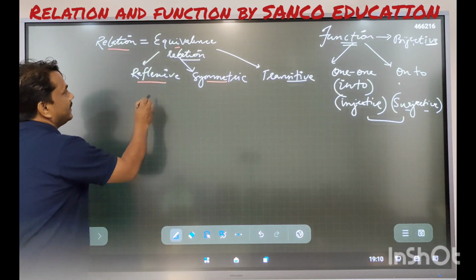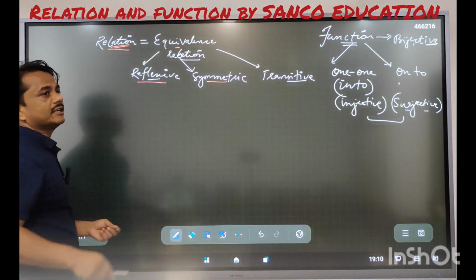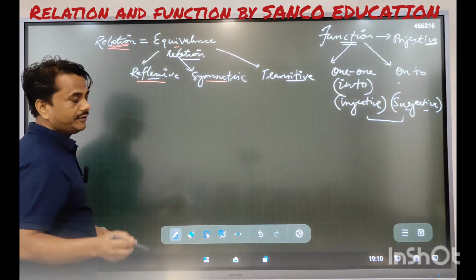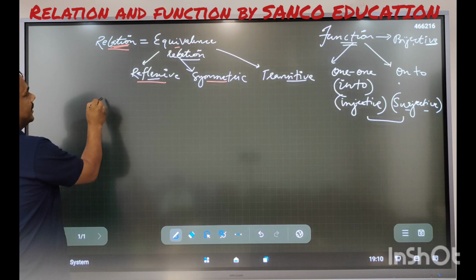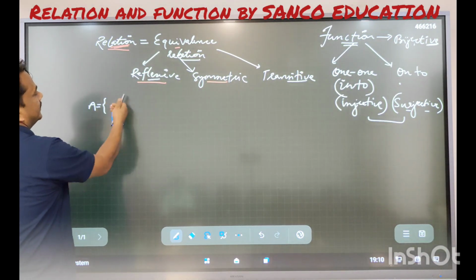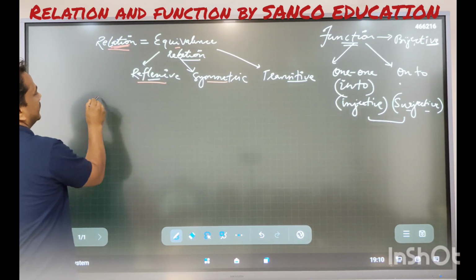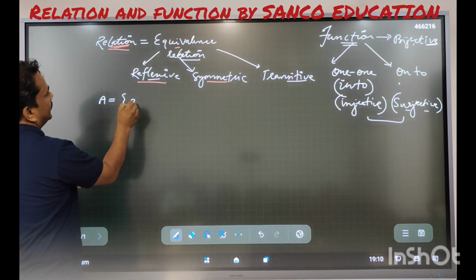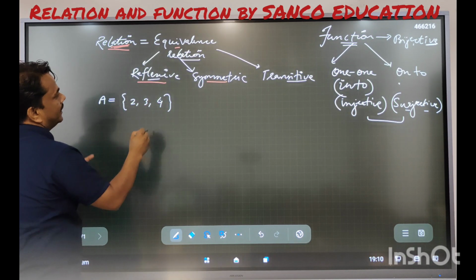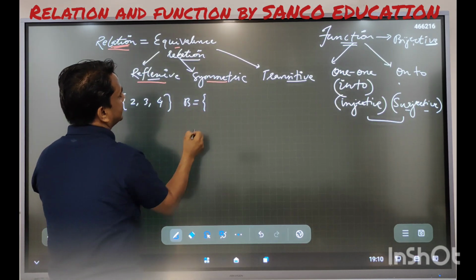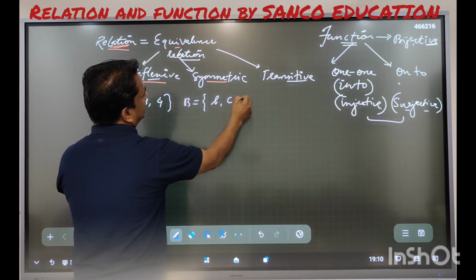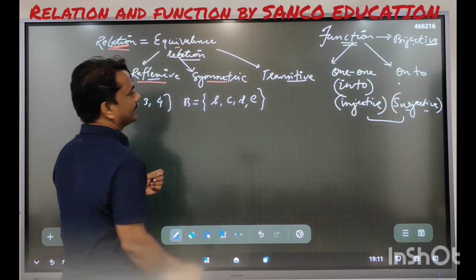First we will describe the word relation. What do you understand by the term relation? I will just recall the previous knowledge you studied in 11th class. Suppose I am taking a set A: 1, 2, 3, 4 and so on. And the second is also a set B: here it is B, here it is C, and here it is D, and further E also.